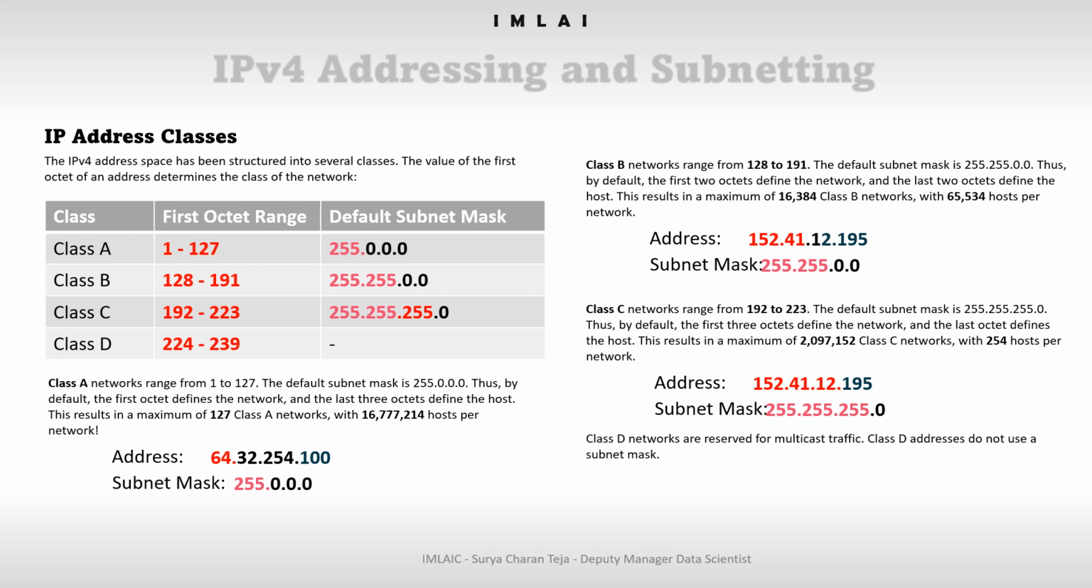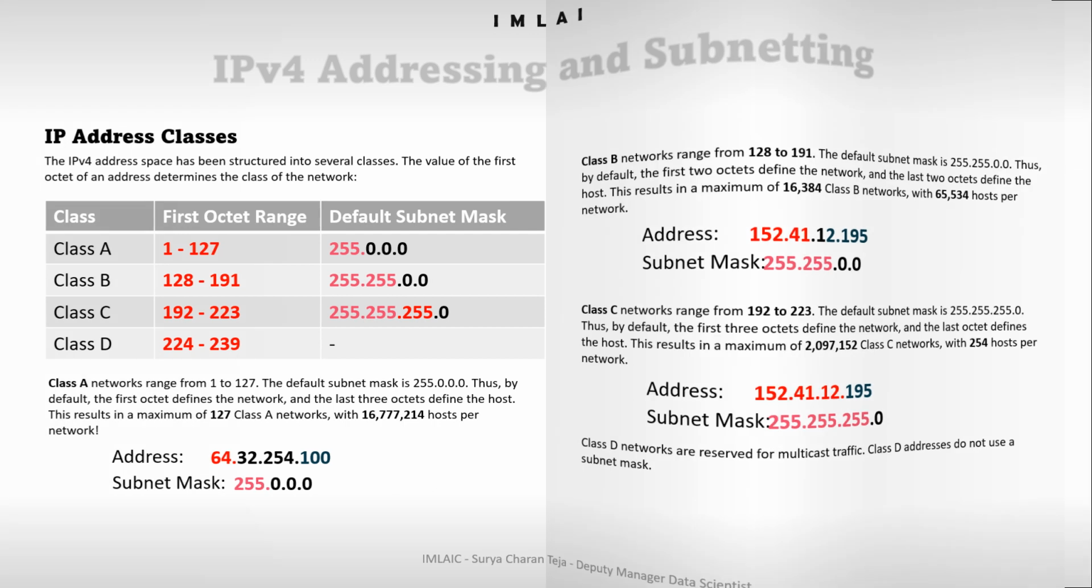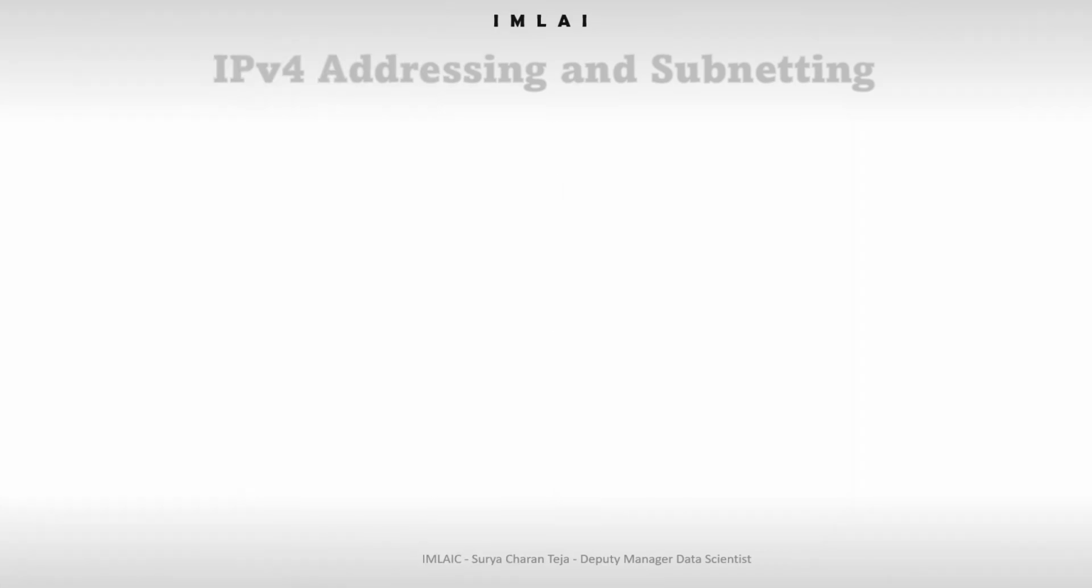So far, we have seen IP addresses and subnet masks and how they work. So now let's look into a concept which makes the representation of subnet mask much simpler and easier to understand. That is CIDR, classless inter-domain routing. So what is classless inter-domain routing? CIDR is a simplified method of representing a subnet mask.